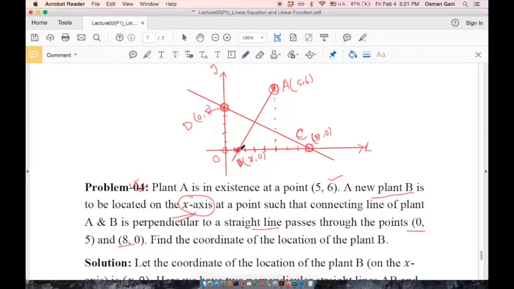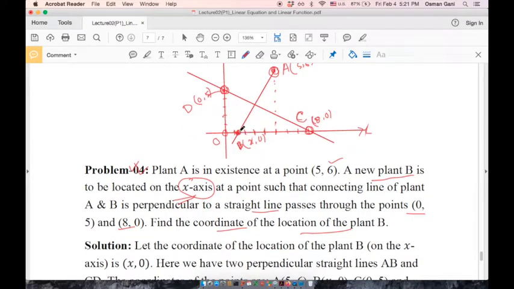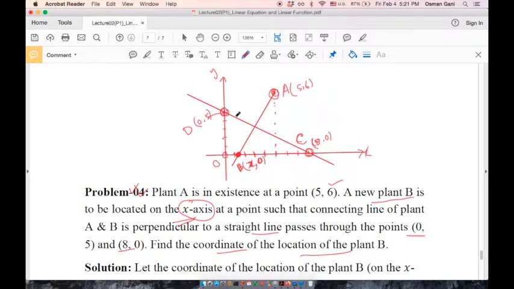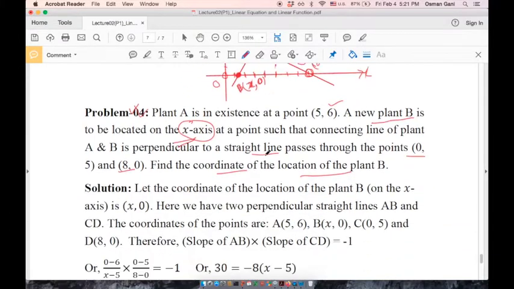Now we need to know the location of plant B. Find the coordinate of the location of plant B. And again we know that the y coordinate on the x-axis is 0. So the y coordinate of this point will be 0 and the x coordinate we need to calculate. Let's say the x coordinate is x. So here lines AB and CD are perpendicular. Therefore we can calculate the slope of AB first and then the slope of CD, and since they are perpendicular, the product of their slopes will be -1.